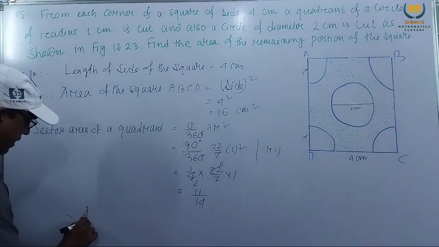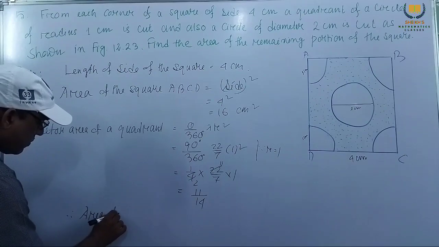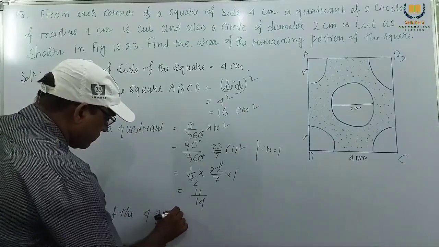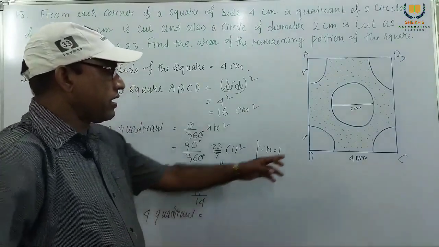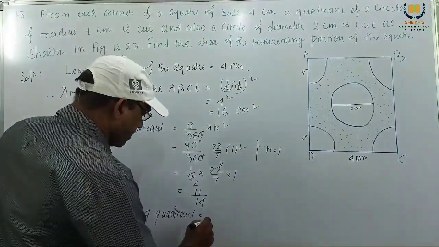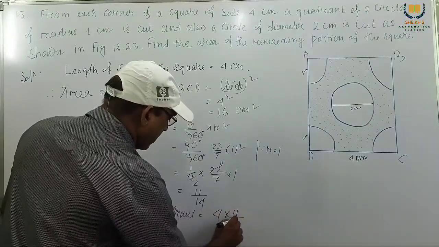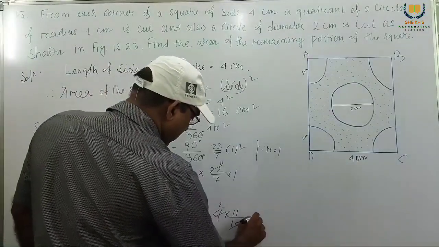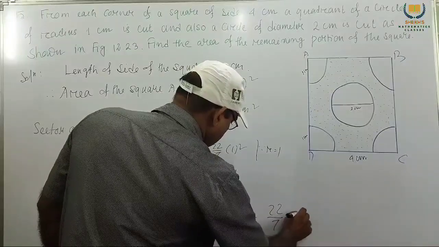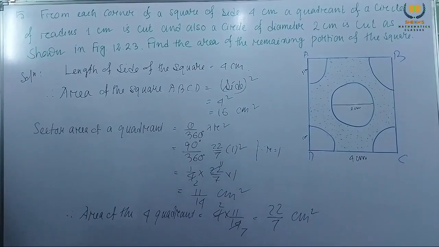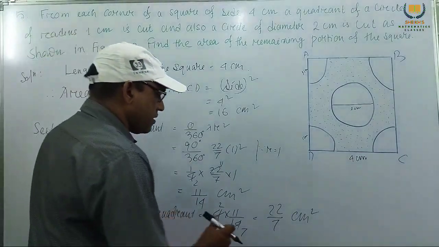Therefore, area of the 4 quadrants. Here there are 1, 2, 3, 4. One quadrant has this area, so 4 quadrants equal to 4 into 11 by 14. Cancelling by 2, this is 22 by 7 centimeter square. So area of 4 quadrants equal to 22 by 7 centimeter square.